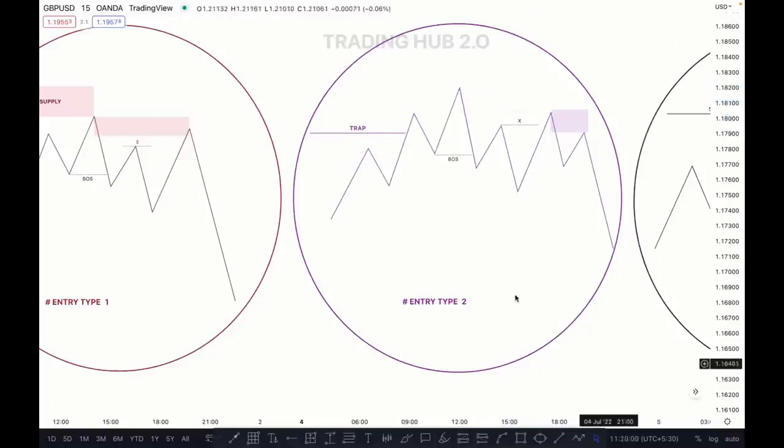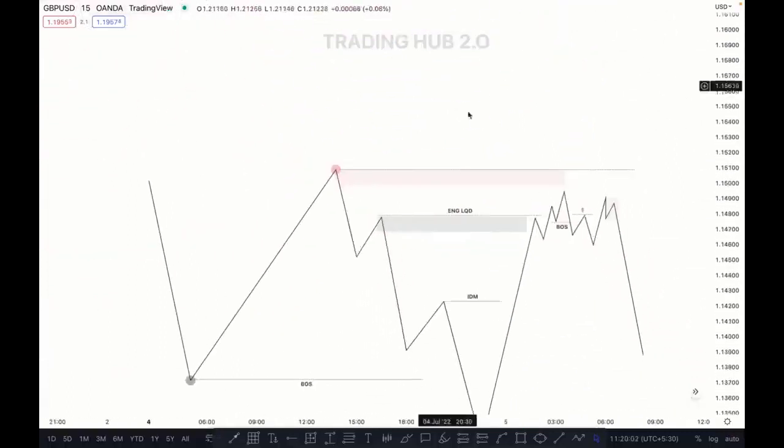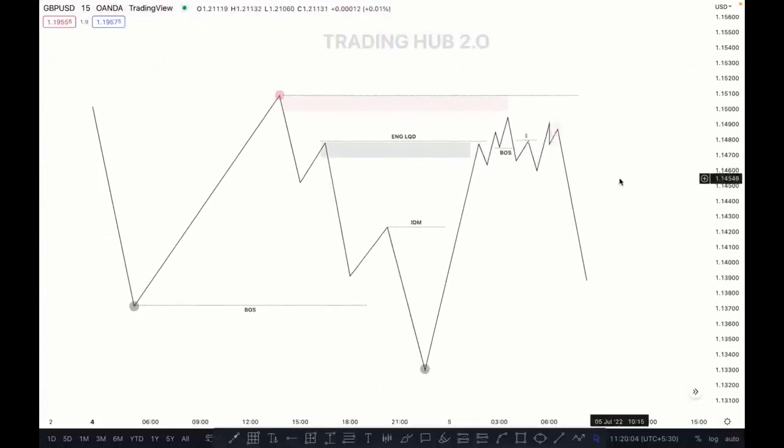So this is entry type 2, and let me show you how entry type 3 actually works, okay? After we finish this, I will move on to the real chart, and I will explain everything candle by candle in detail, okay? So now let's switch to entry type 3.